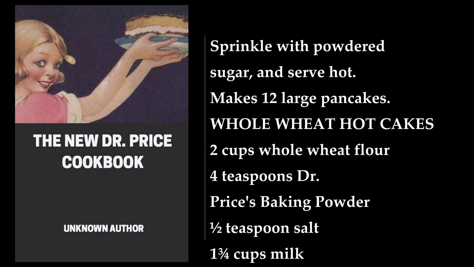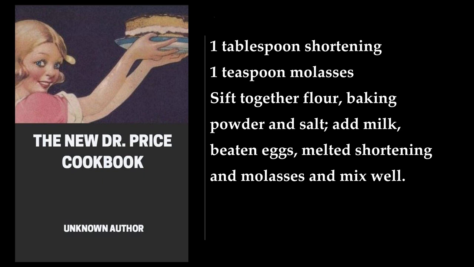Makes 12 large pancakes. Whole wheat hot cakes. 2 cups whole wheat flour, 4 teaspoons Dr. Price's baking powder, 1/2 teaspoon salt, 1 3/4 cups milk, 2 eggs, 1 tablespoon shortening, 1 teaspoon molasses.